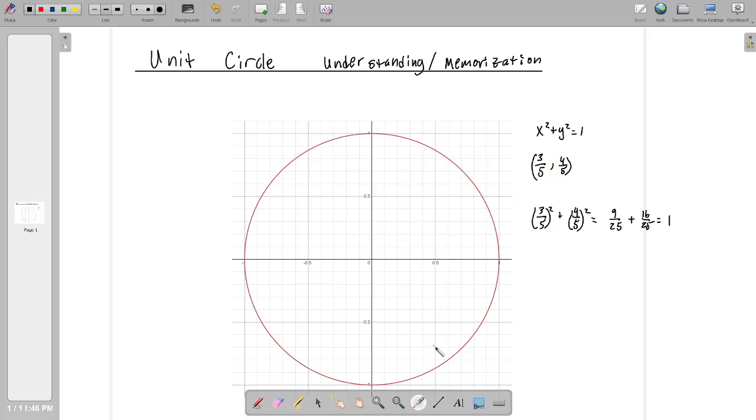Now, it's not at one of the common angles that we use and memorize, so we won't be going any farther into the point (3/5, 4/5).